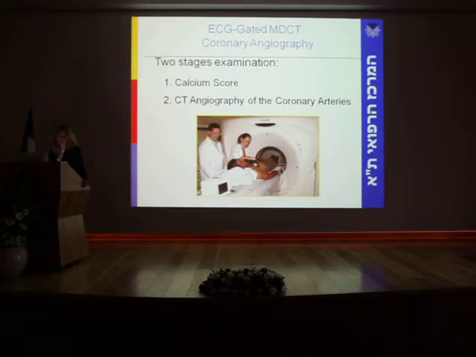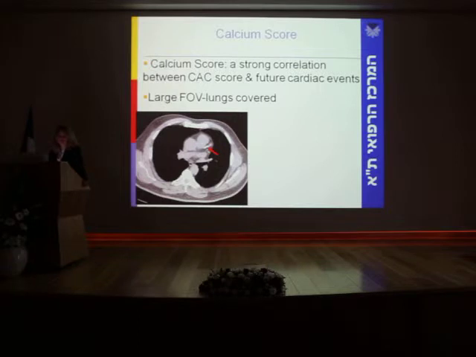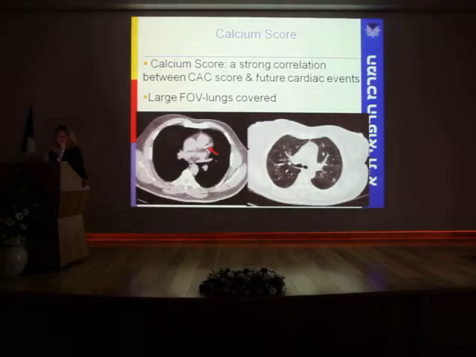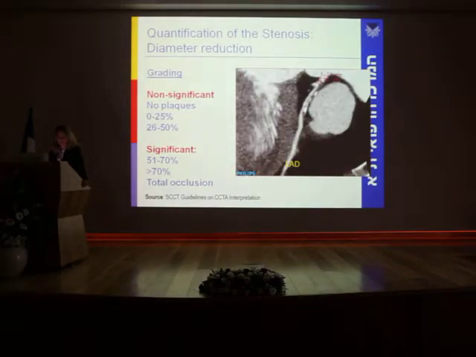Before performing the CT angiography, we do a calcium score, as it was shown that there is a strong correlation between the coronary artery calcium score and future cardiac events. This also allows us to have a large field of view and see the lungs. As you can see here, this is a suspicious pulmonary nodule which was investigated for lung cancer. Quantification of diameter stenosis is done by measuring the diameter with a reference next to it, while only stenosis above 50% is considered significant stenosis.